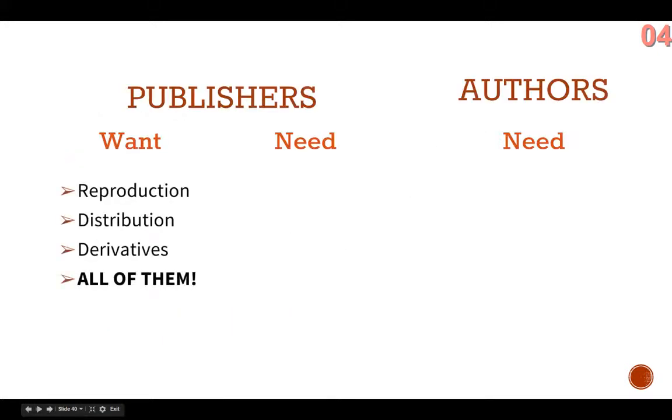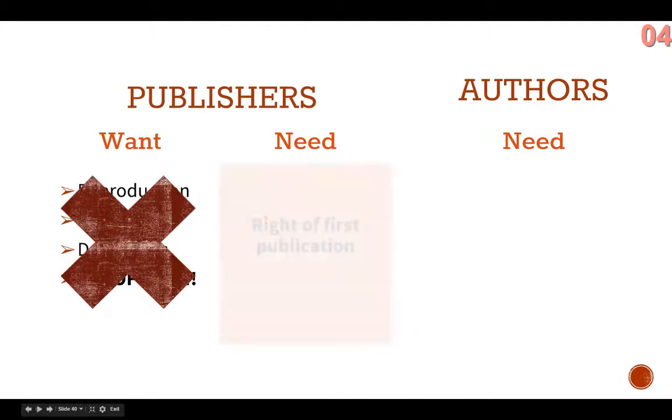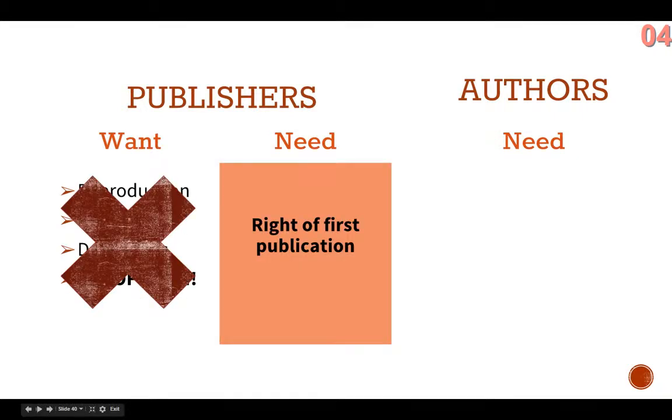Copyright can only be transferred in writing. Traditionally, publishers have required authors to sign over all their rights. However, they really only need to have the right of first publication in order to publish your article in their journal. This right can be granted by a license.